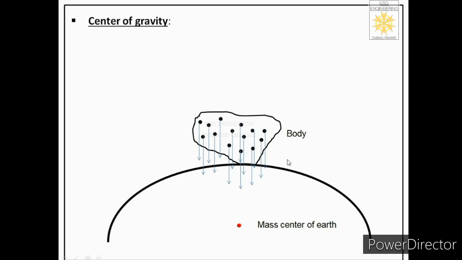If we can assume that these gravitational forces of attraction are parallel to each other, then we can add these forces to find their resultant. The resultant gravitational force acts at a particular point on the body, and that point is called the center of gravity of the body.